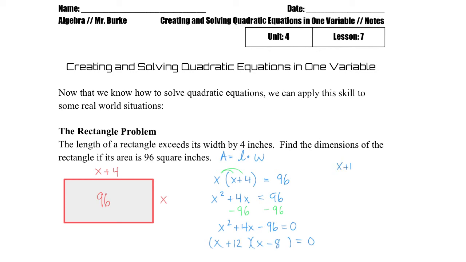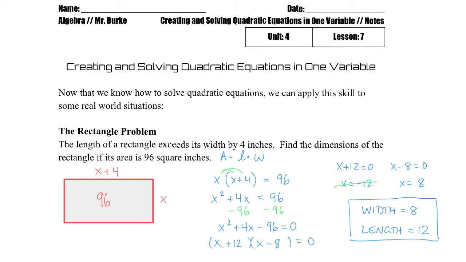Set both my factors equal to 0 and solve. On the left side, I'm going to get x equals negative 12, and on the right side, I'm going to get x equals positive 8. Now, x represents the width of my rectangle. So we can't have a negative 12 as a width. So in this problem, I'm actually going to cross out negative 12 because that doesn't make any sense as the width of the rectangle. So that tells me that my width is 8 and my length is 4 more, which is 12. And if you multiply those together, you do get 96, which is the area of the rectangle. So I'm good to go.